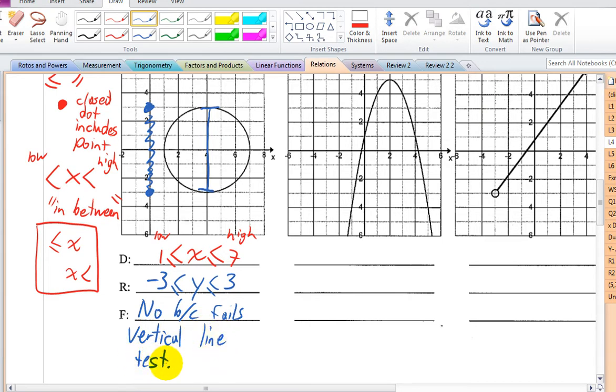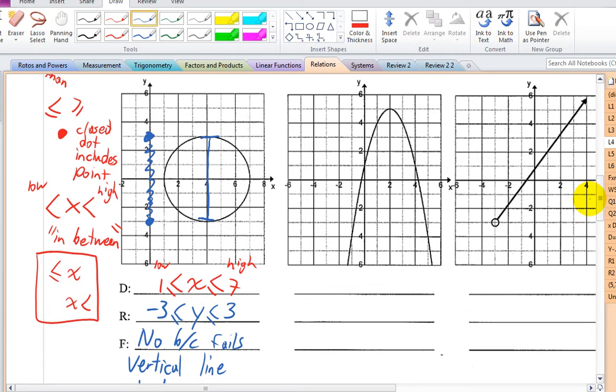Okay, you guys okay with the range for y? Any questions about that? Okay, let's practice it a little bit. What about the next one?